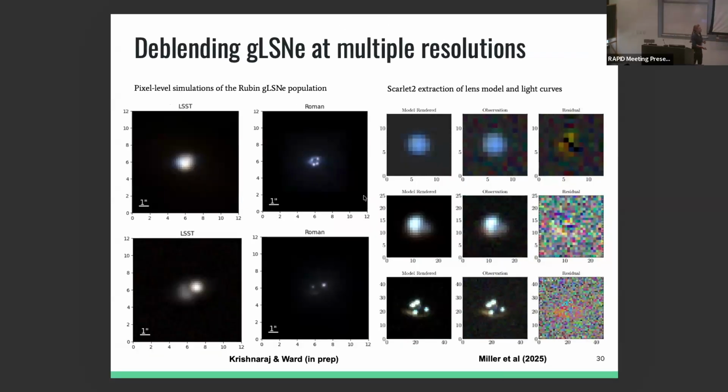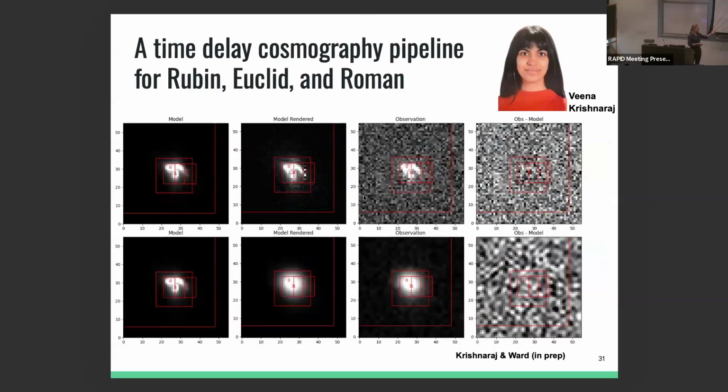So here are some examples of this. Bina made these simulations of what the population of lensed 1As we expect to detect in Rubin looks like in both Roman and Rubin imaging. You can see examples of this here. This is a typical system where it's highly blended in Rubin, but a space-based epoch tells you what's going on. And then she's been running Scarlet 2 and extracting light curves from Rubin images like this, where you can see that it's very hard to distinguish between the different sources.